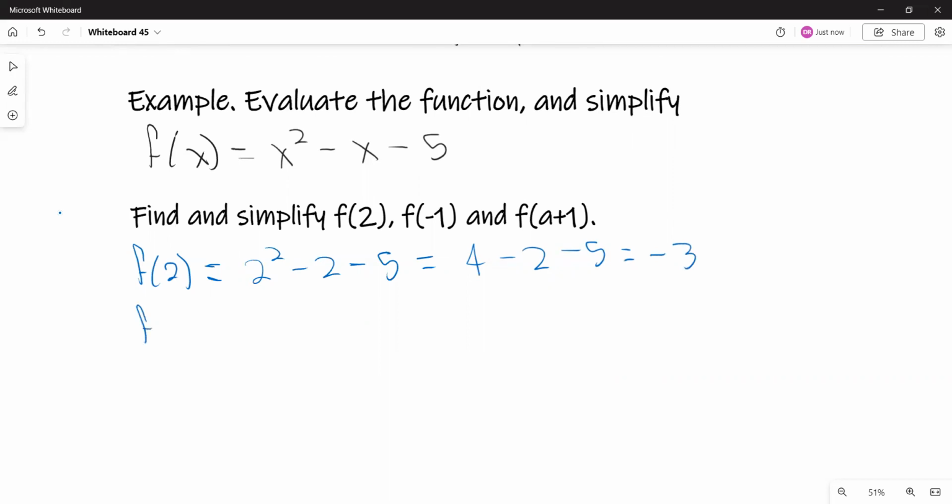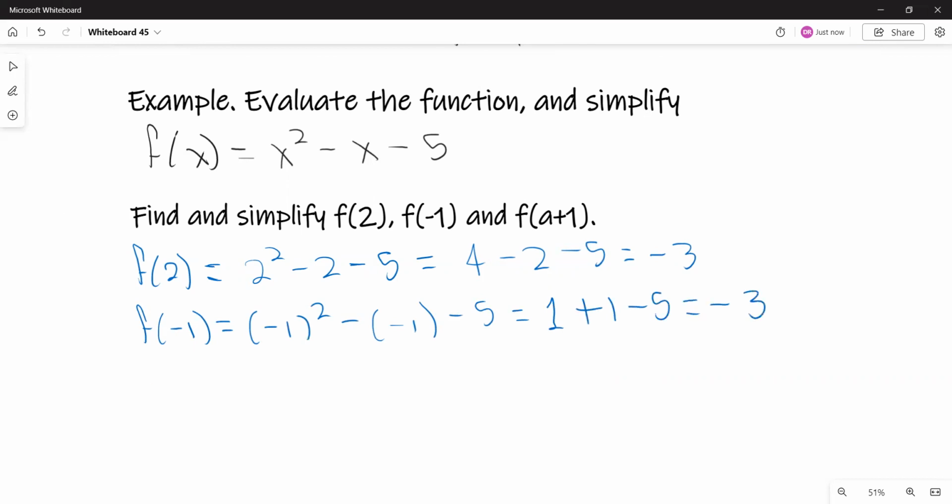F of negative 1, we substitute negative 1 for x. And that's going to be negative 1 squared minus negative 1 minus 5. Negative 1 squared is 1. Minus negative 1 becomes plus 1 minus 5. This is also negative 3.